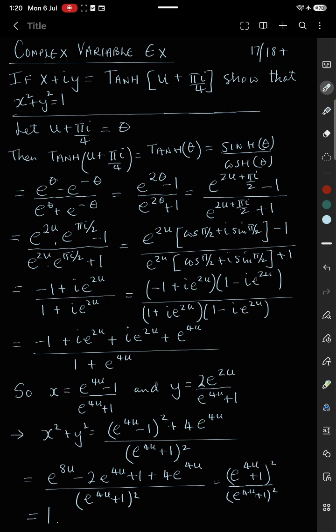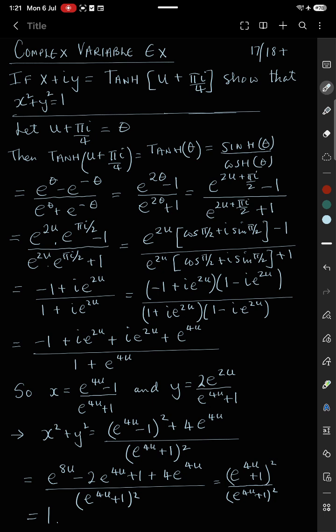And then multiplying top and bottom of that fraction by e to the theta, we get e to the 2 theta minus 1 over e to the 2 theta plus 1, which now substituting back for the theta gives us e to the 2u plus pi i over 2 minus 1 over the same thing, except the minus 1 is a plus 1. And then that equals e to the 2u times e to the pi i over 2 minus 1, and the same in the bottom, except the minus 1 is a plus 1.